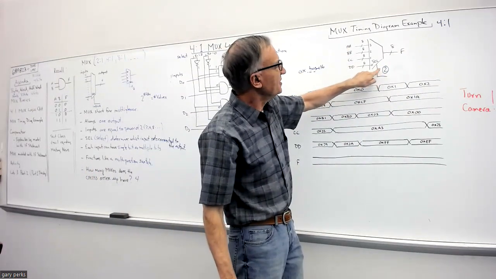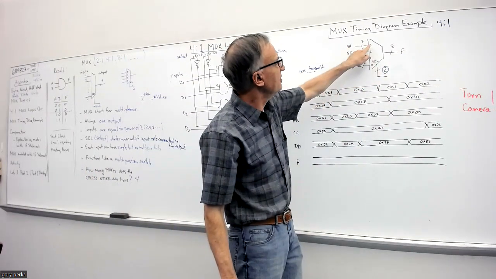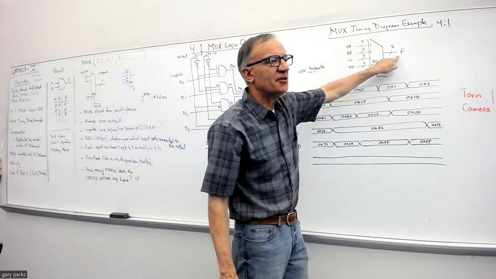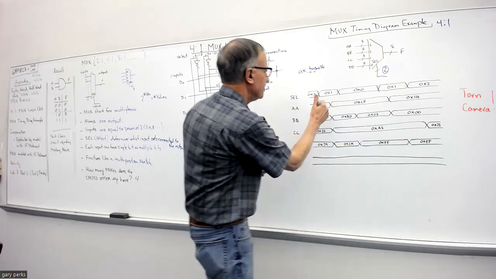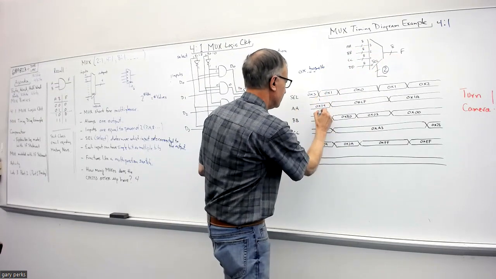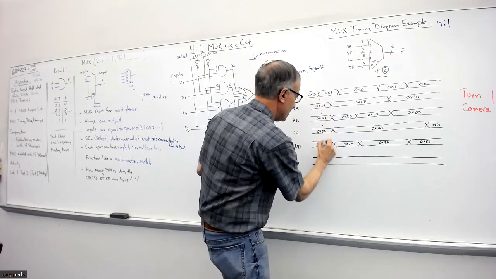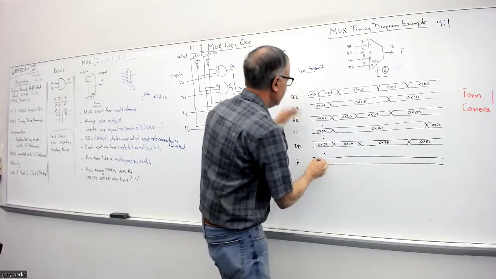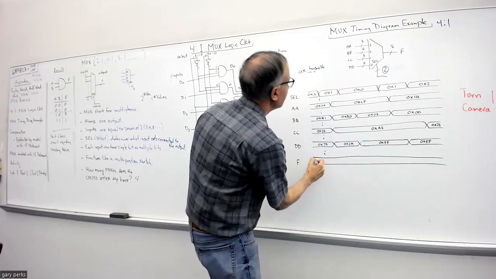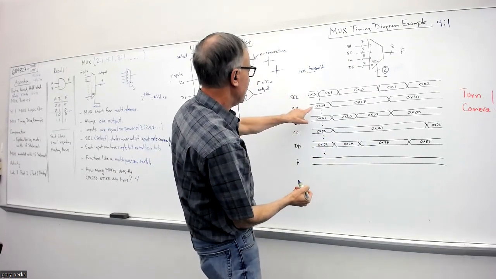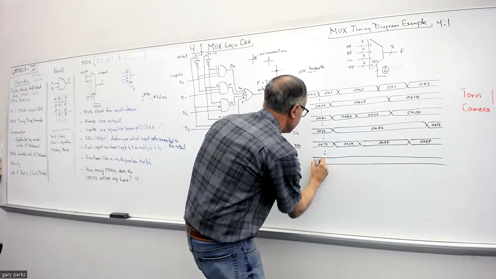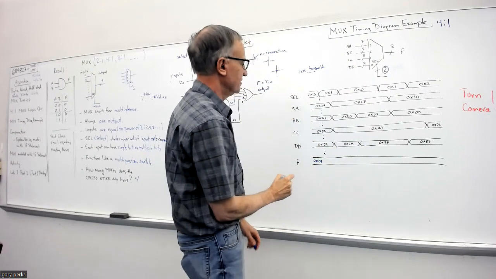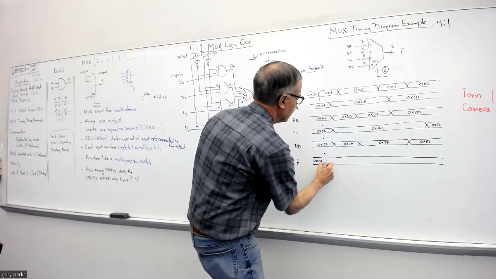Because if this is a 3, input 3 gets connected to the output F. So we just look at the data. And I'm estimating here. During this time, that's when we're going to have the data AA, which is 24 hex. So this is going to be 0, 24, up into this point.